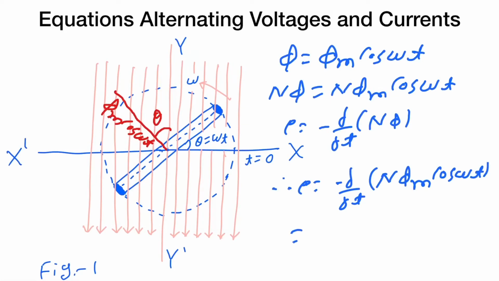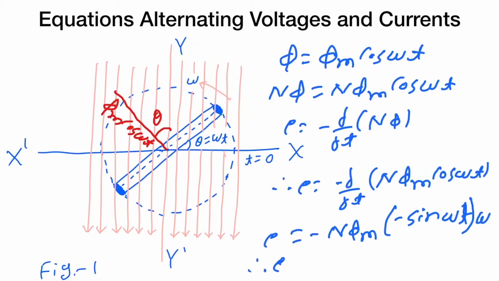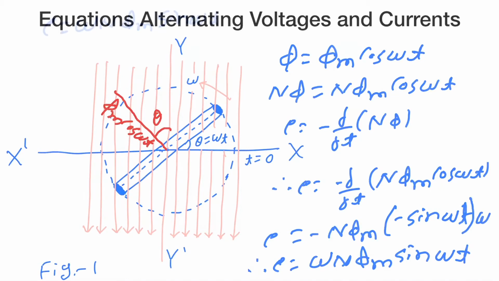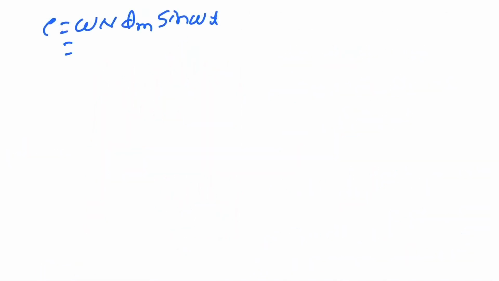Now n and phi m are constants, so we take them out from the differentiation. So E is given by E equals minus n phi m times the derivative of cos omega t, which is minus sin omega t into omega. Therefore E equals omega n phi m sin omega t, or it is equal to omega n phi m sin theta.